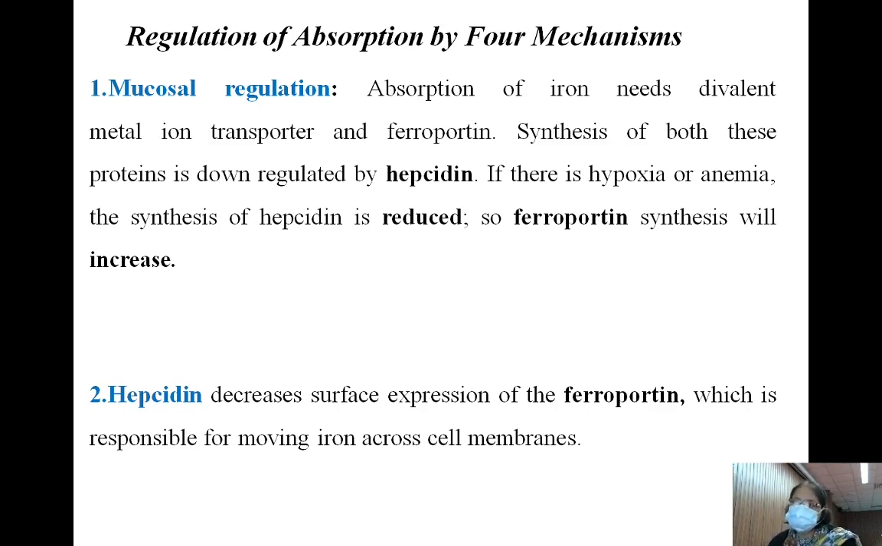Now the body can absorb more iron. Once down regulation is released, iron transporter protein synthesis will be more and the body can absorb more iron. Very easy. When demand for iron is more in case of hypoxia and anemia, synthesis of hepcidin is reduced, then the down regulation of these iron transporter proteins by hepcidin is released or disappears. So the synthesis of iron transporter protein will be more, and iron absorption will be more.